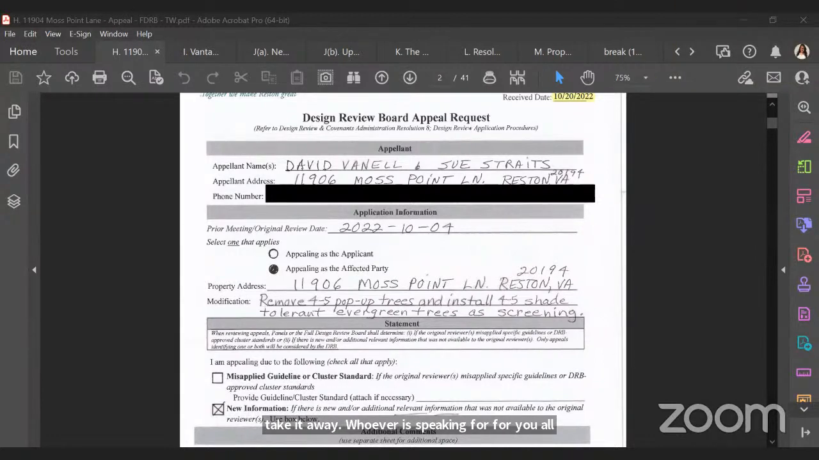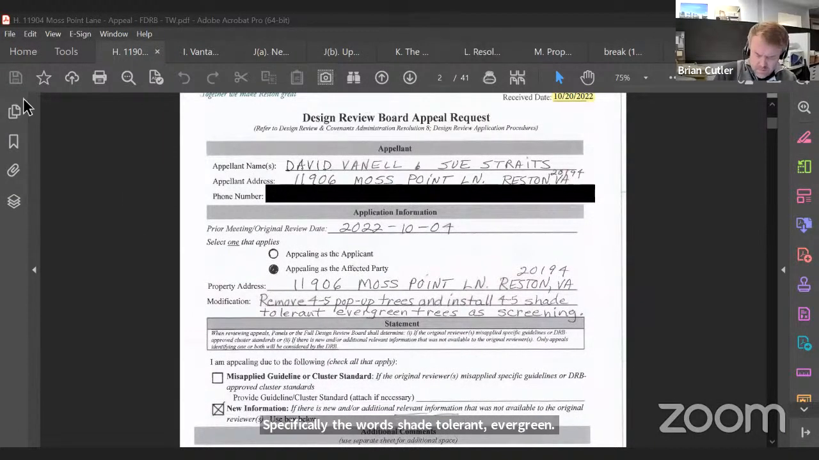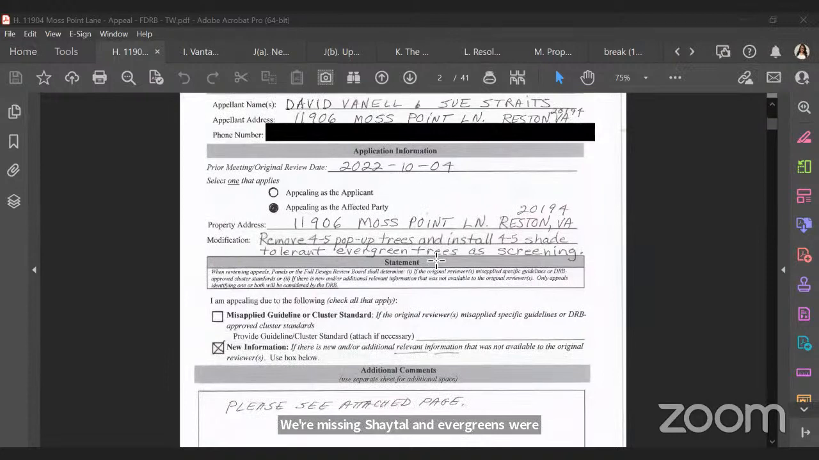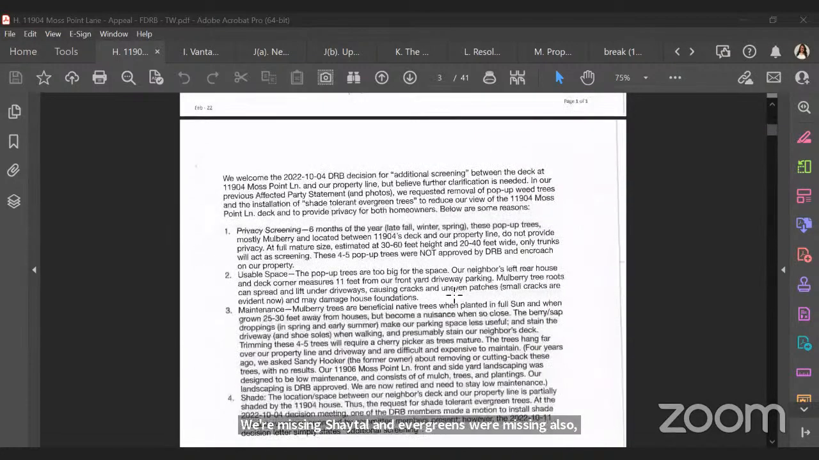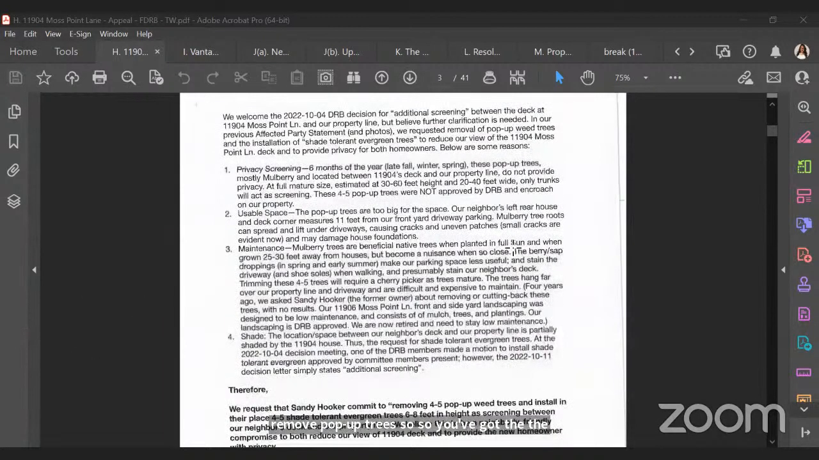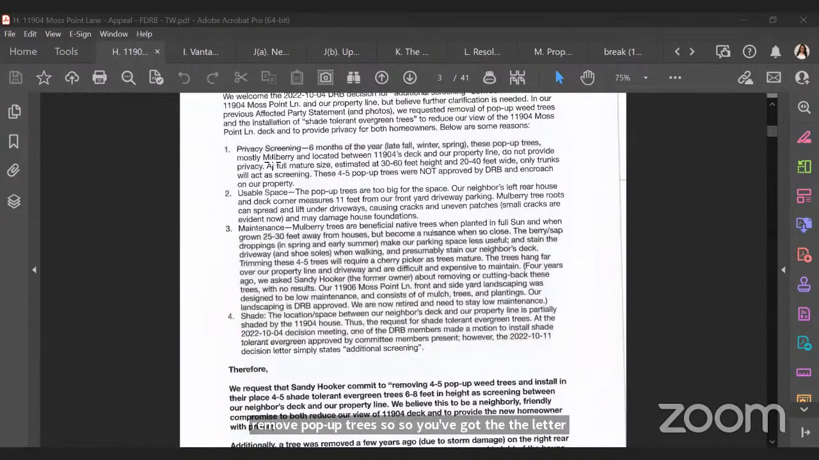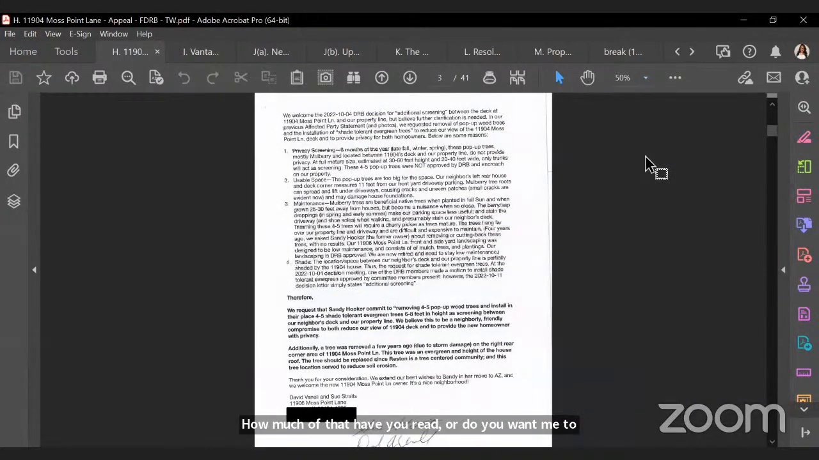The decision was misapplied in that information concerning the screening was left out in the final determination in the DRB decision letter, specifically the words shade tolerant evergreens were missing. Also, there's a bit of new information regarding the need to remove pop-up trees. So you've got the letter that we included there. How much of that have you read, or do you want me to read it out loud? How do you want to do that?